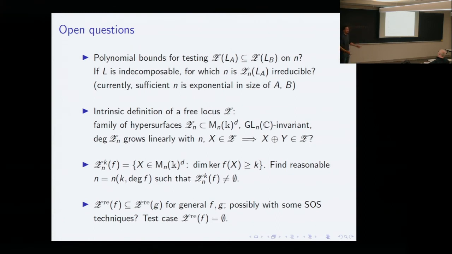There's also a question. These free loci have proven super useful, so is there some intrinsic definition? What's a free locus? It's a family of hypersurfaces. Their degrees grow linearly with n, and they have some compatibility property between different levels. Is that actually sufficient to say that this is really a free locus, if you give this axiom?